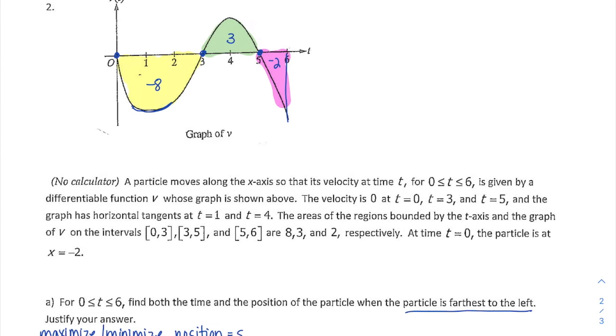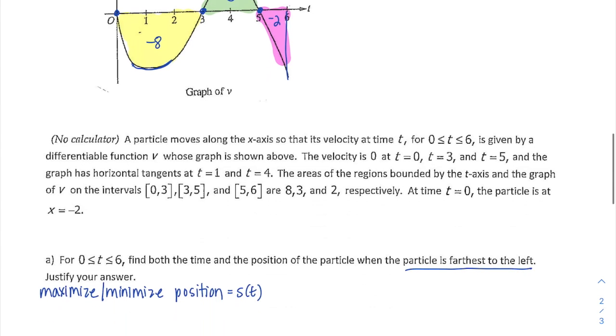I'm going to refer to position as s of t. So if I want to minimize position, then I need to work with s prime of t, the derivative, which is the same thing as my velocity. And I want to know first off, where is that equal to 0? Because those are my critical values. So looking at my graph or the question, we're equal to 0 at 0, 3, and 5. Now the fact that I'm saying farthest means that I want an absolute minimum. So I'm going to use EVT.